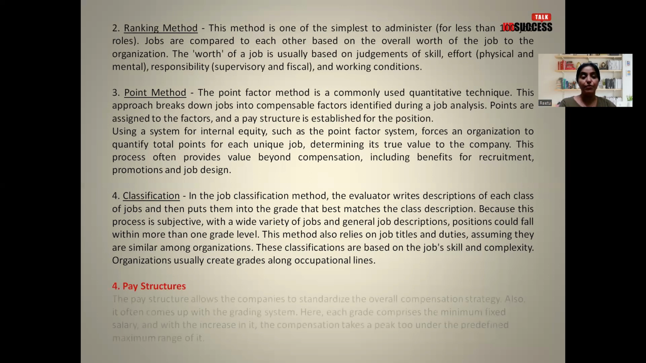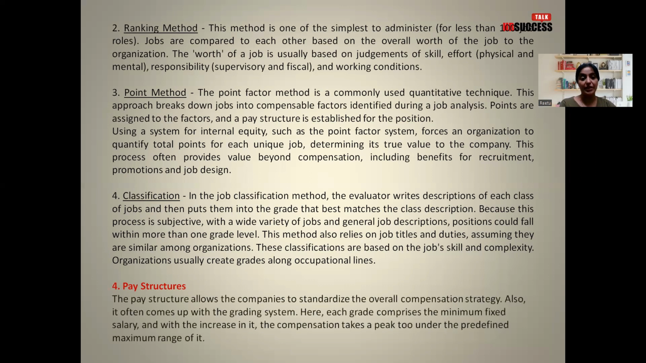Post this, the next step is pay structures. The pay structure allows the companies to standardize the overall compensation strategy. So once the job analysis is done, job descriptions are done, job classifications are done, next comes the pay structure. We create a pay structure, right? The pay structure allows the companies to standardize the overall compensation strategy.